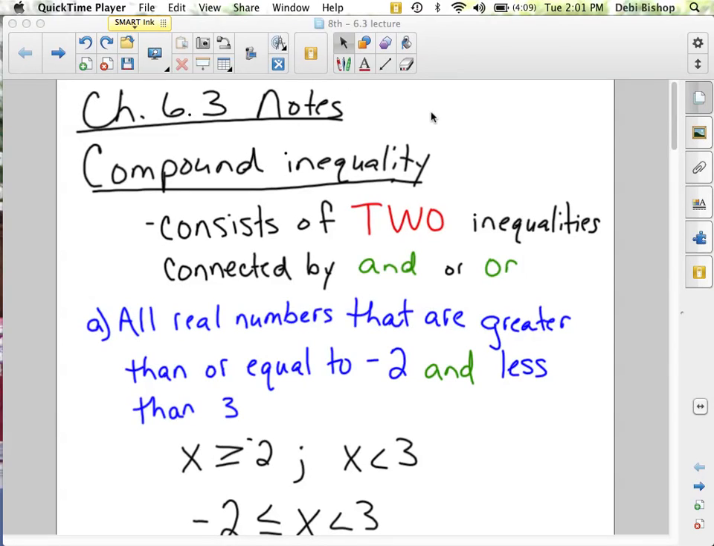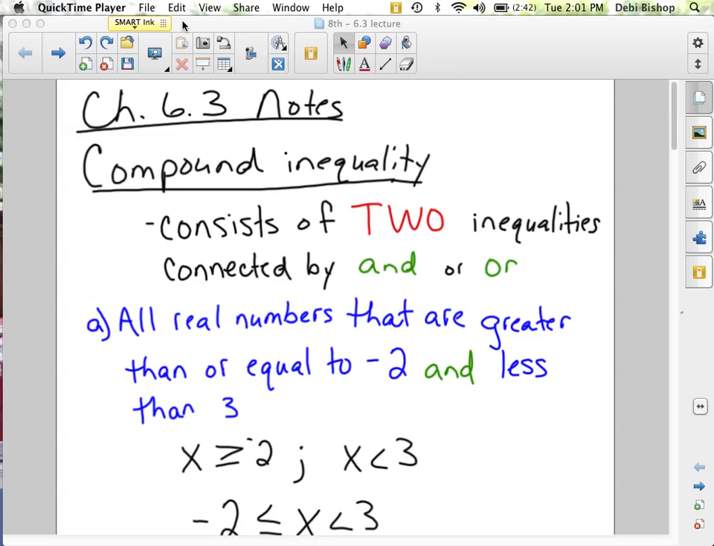Hello, 8th graders. We are going to talk about compound inequalities this evening. So this is Chapter 6, Section 3 on the notes that you should be taking. A compound inequality consists of two inequalities and is connected by the word "and" or the word "or."